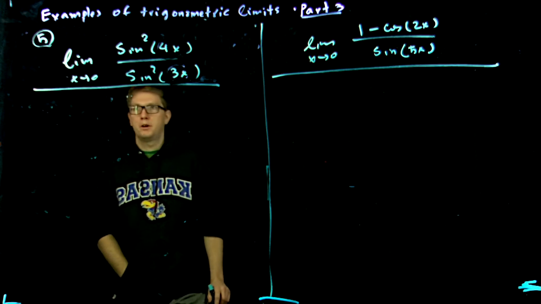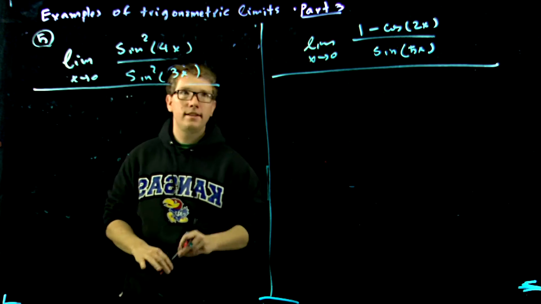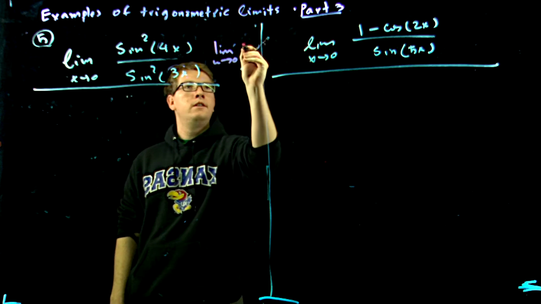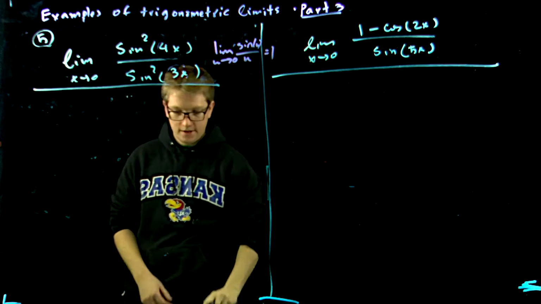All right, welcome back to part 3. So we're going to do number 5 first. Now, remember that the identity that we want to use is that the limit as u goes to 0 of sine of u over u happens to equal 1.